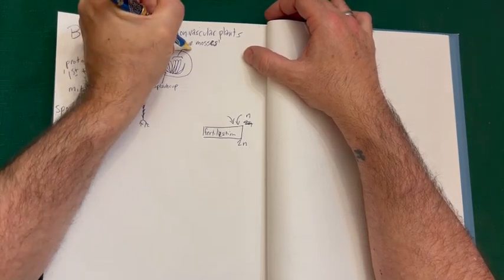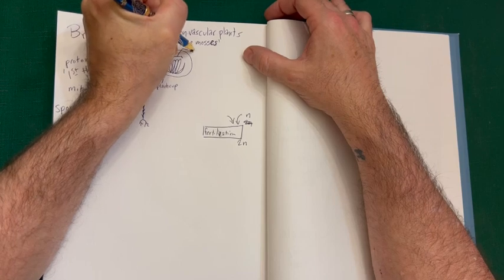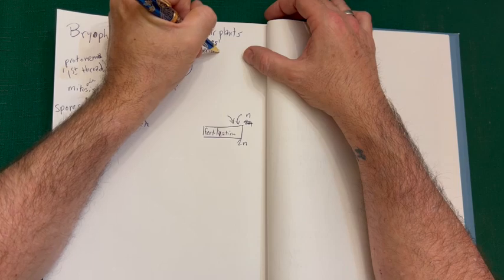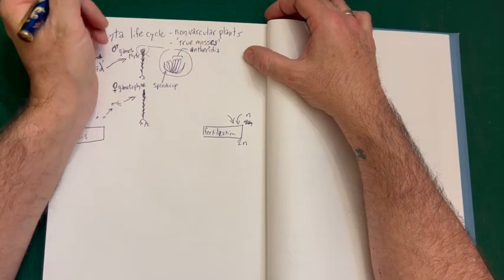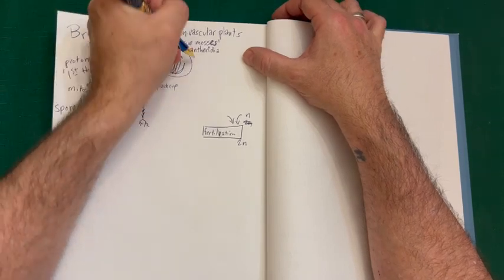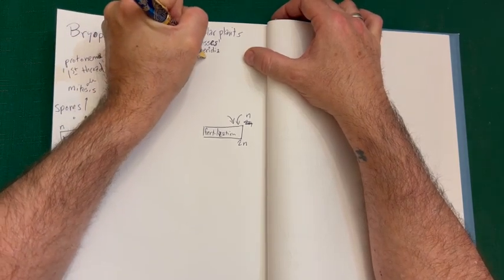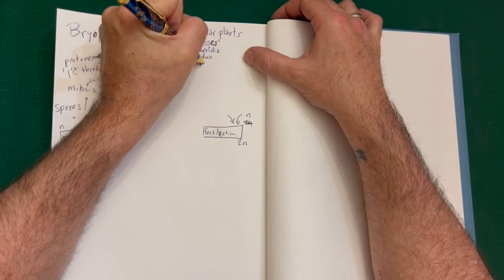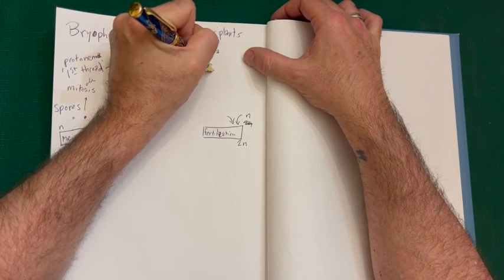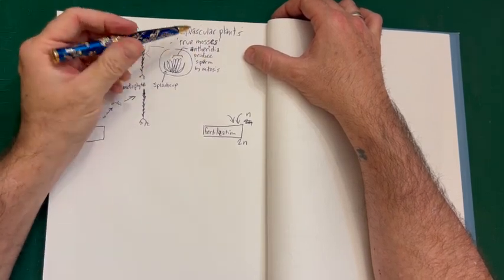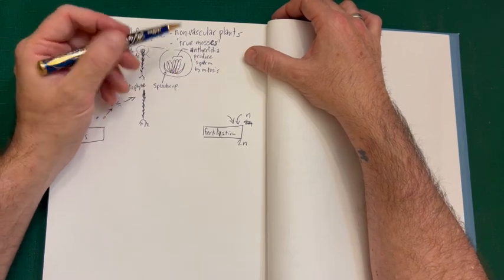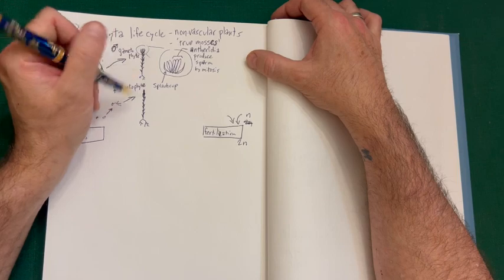So these little sausage-like things are called antheridia. One is an antheridium, but they usually travel in groups called antheridia, and these produce sperm by mitosis. You might say, sperm, those are gametes. How are we making them by mitosis? And that's just a thing that plants do. They make their gametes by mitosis.